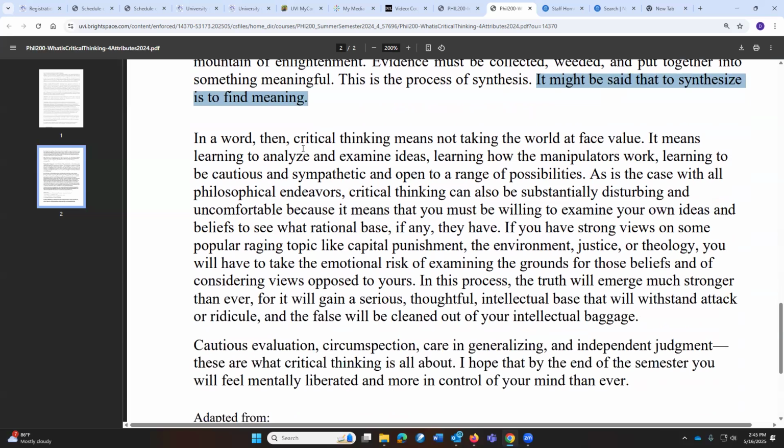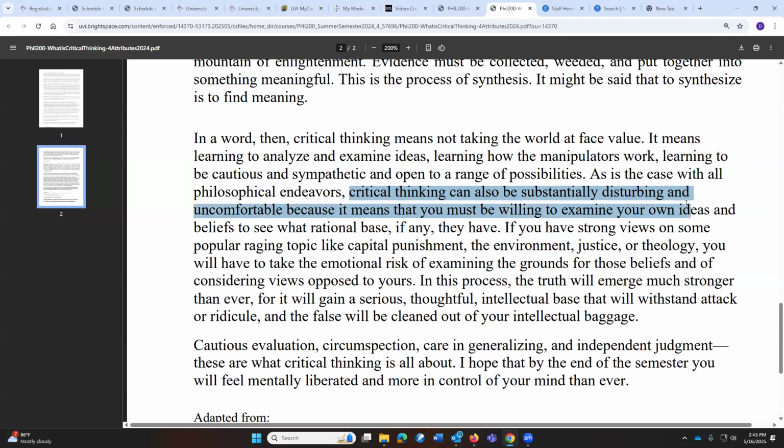In a word then, critical thinking means not taking the world at face value. No, nothing is ever what it seems on the surface. It means learning to analyze and examine ideas and learning how the manipulators work. Learning how to be cautious and sympathetic to an open range of possibility. Anything might be possible. As is the case with all philosophical work, critical thinking can also be disturbing and uncomfortable.